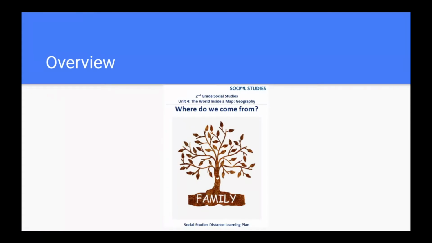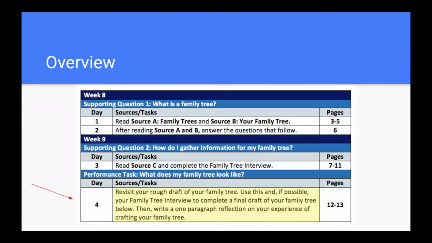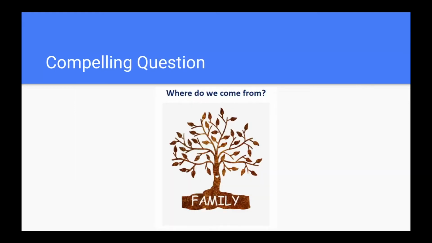For weeks 8 and 9 of the Social Studies Learning Plan, we will continue learning about geography in order to answer the compelling question, where do we come from? You'll respond to the compelling question by creating a family tree and writing one paragraph reflecting on the experience of crafting your tree. But first, let's think about the compelling question, where do we come from?